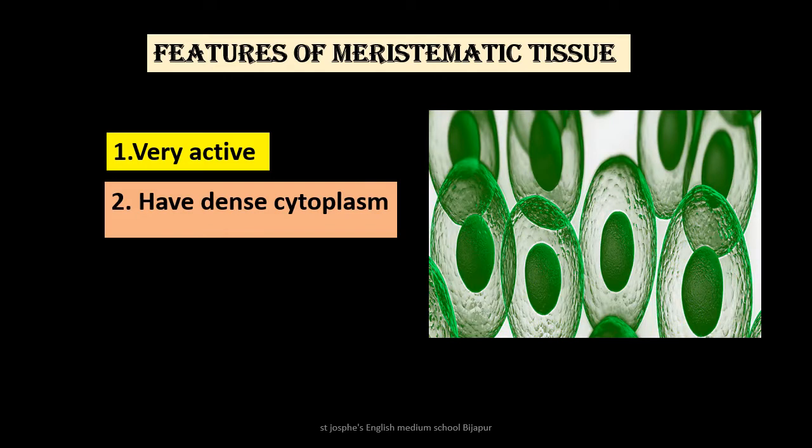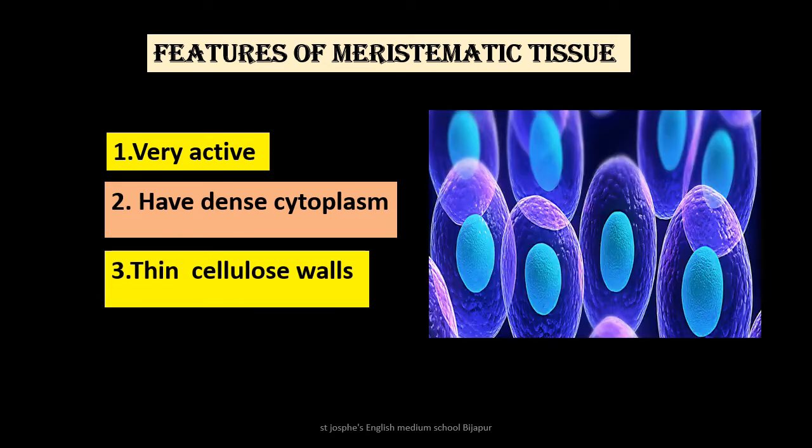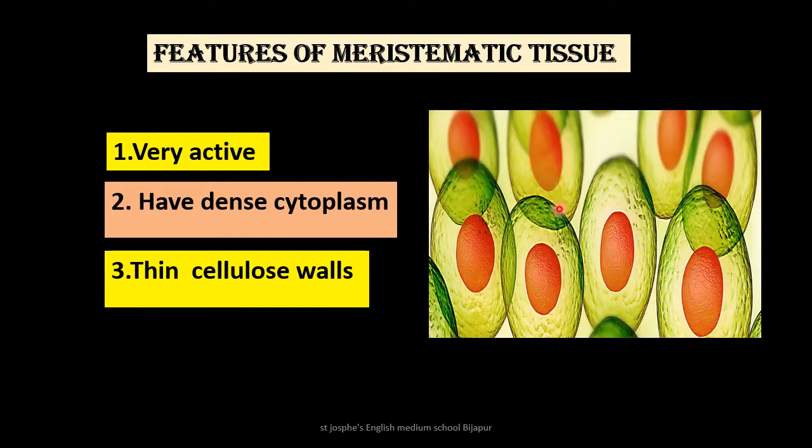As you can observe in this picture, they have a very thick cytoplasm. Dense in the sense thick cytoplasm. The third characteristic of this tissue is that they have a very thin cell wall. As you can observe in the picture, they have a very thin cell wall. And this thin cell wall is made out of a chemical known as cellulose.